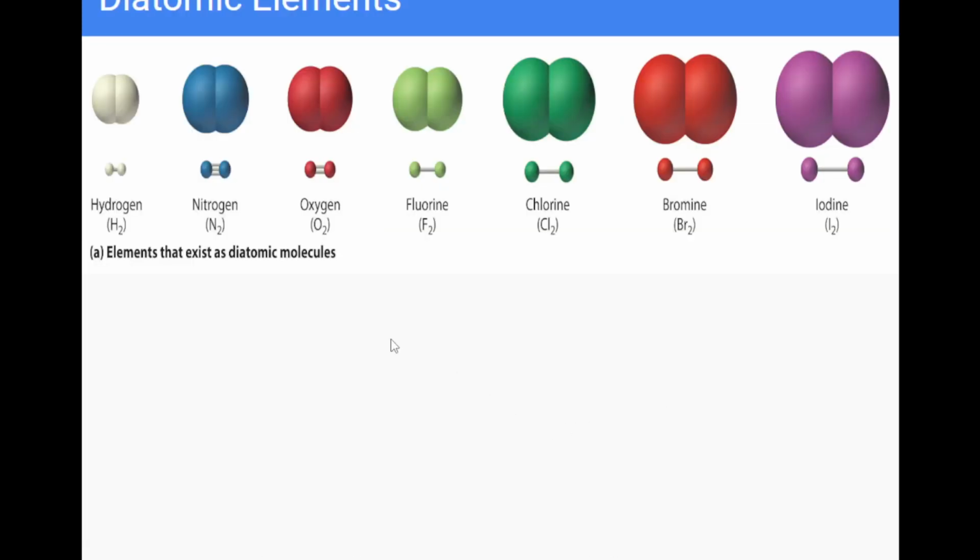And it's important to understand that just because two atoms are bonded together doesn't mean they're compounds, because you have diatomic elements. So all of these are called diatomic elements. These are elements that are bonded to another atom of the same type. So hydrogen bonded to another hydrogen, nitrogen to another nitrogen. And so all of these you'll find in nature like this: H2, N2, O2, F2, Cl2, Br2, I2.